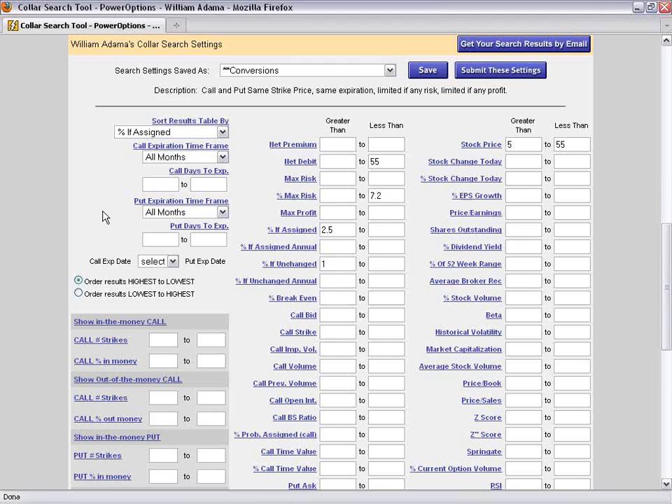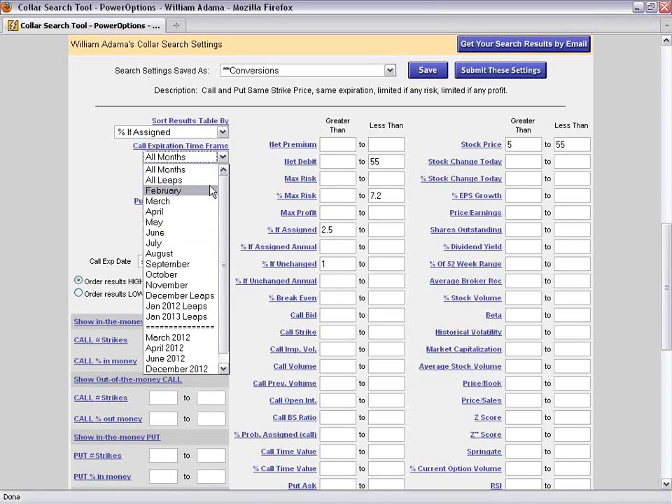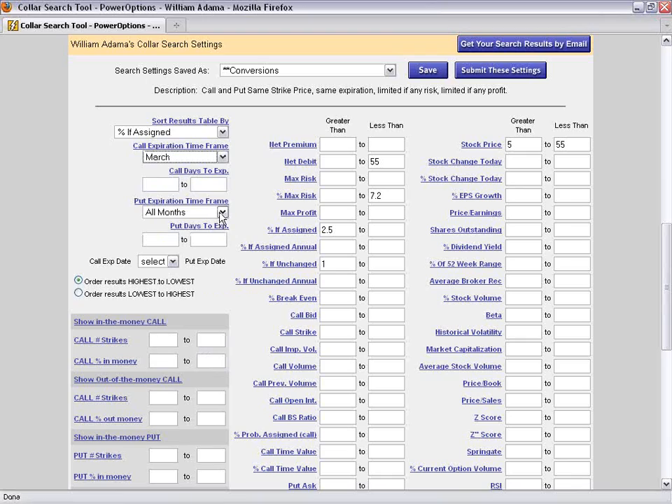Okay. Now with a standard collar, I treat it the same way I would treat any kind of income strategy. Naked put, for example, covered call, bull put credit spread, bear call credit spread. I typically don't want to go more than 45 days at a time. Really, I want to use the next available month. So let's just choose March. Okay, choose March for my call expiration and my put.